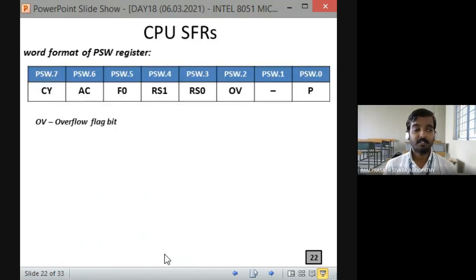Overflow. OV stands for overflow flag bit. Overflow means, whenever you are doing a signed operation, if your result exceeds the signed number limit, then you can say it is overflow. Simple words. What are the maximum positive number and the minimum negative number you can represent with an 8-bit signed number? Can you people type it in the chat? In signed 2's complement representation, what are the maximum positive number and the minimum negative number you can have?